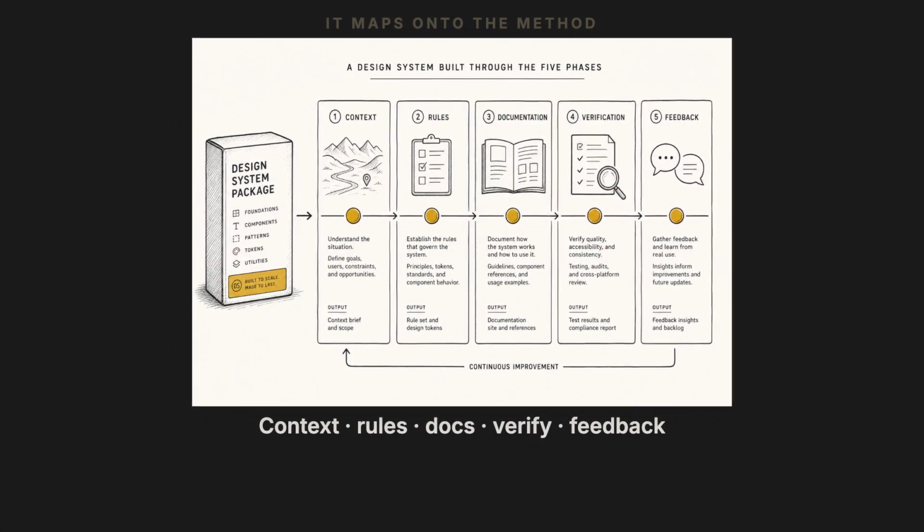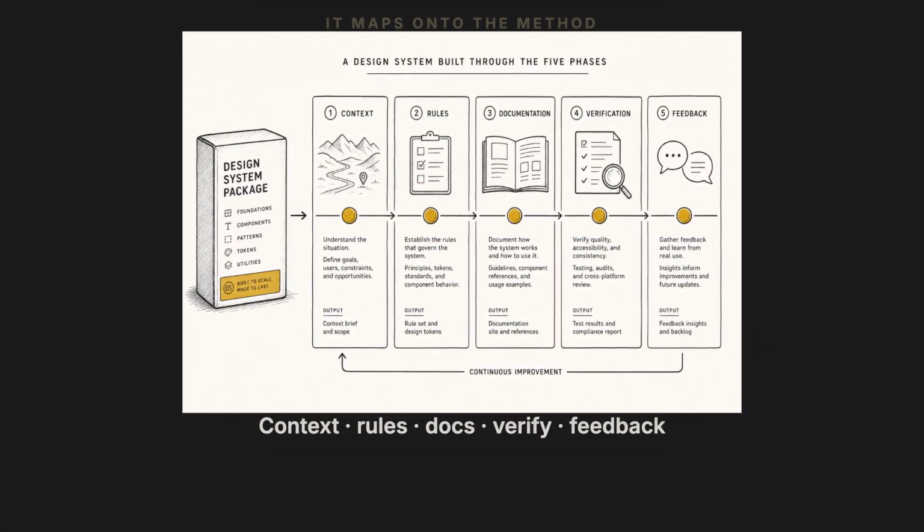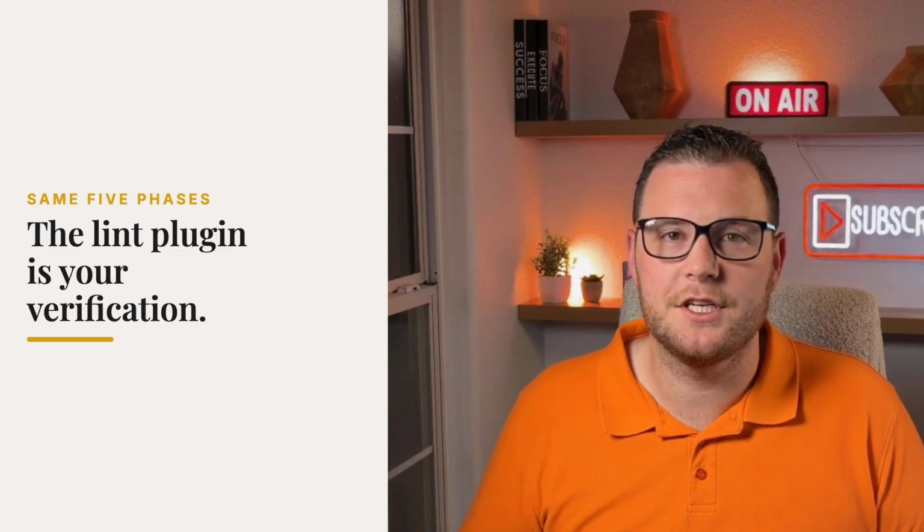And notice how cleanly this maps onto the actual method. Because this isn't some special design trick floating off on its own. The design system package is your context. It's the visual world you load into the AI so it styles correctly. Use tokens, never raw values. The token reference and the recipes are your documentation. The package documents itself. The lint plugin is your verification, the gate that proves it every single time.